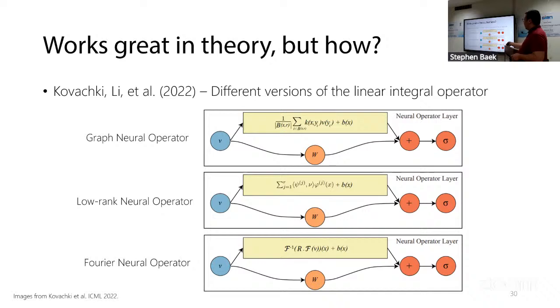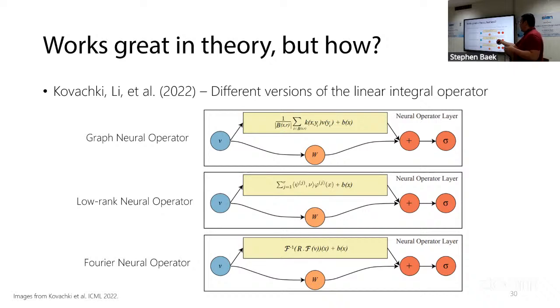The low rank neural operator is a slightly different approach where, because the kernel function and the integral are difficult to evaluate, we perform what's called a low rank approximation of those complex functions. That is the idea behind the low rank neural operator. And then finally, we have the Fourier neural operator. And with the Fourier neural operator, the property of the Fourier transform actually allows you to convert the integral into basically a summation.